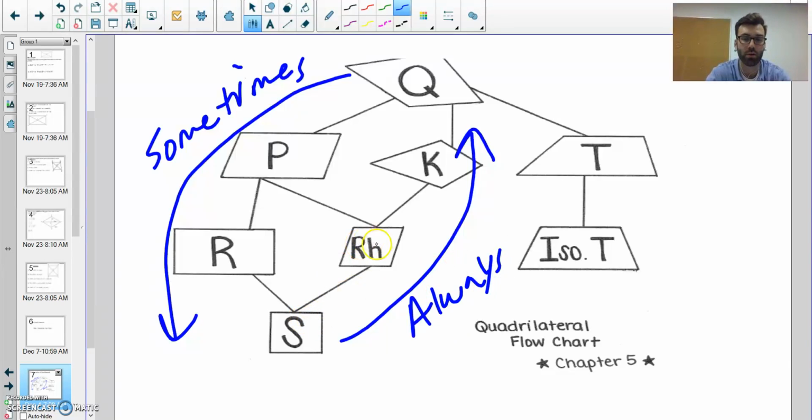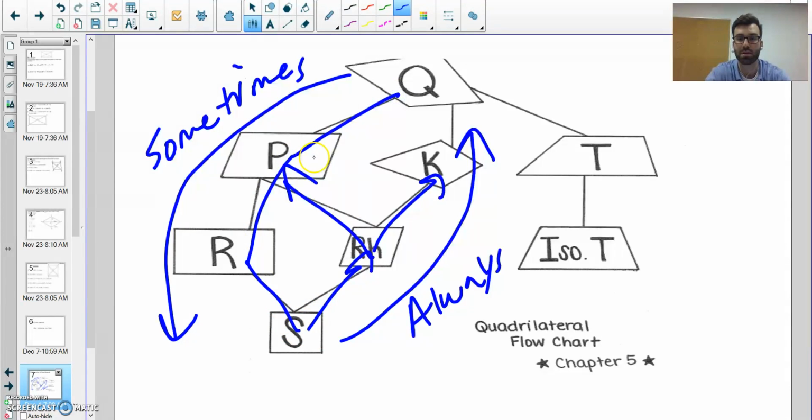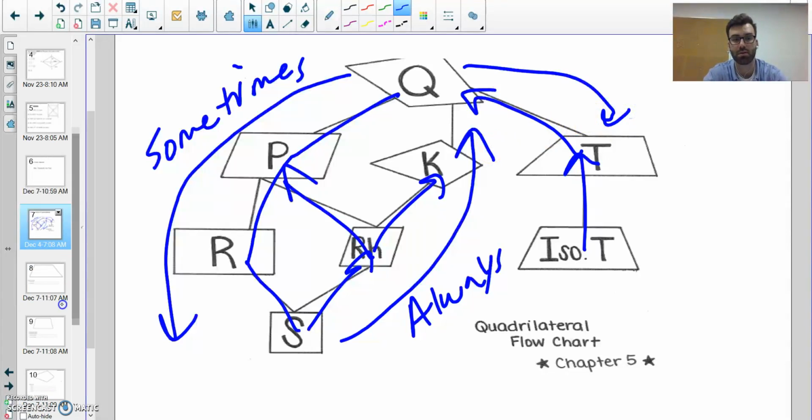A square is always a rhombus. A square is always a rectangle. A square is always a parallelogram. It's always a kite. It's always anything connected here. That's what it always is. An isosceles trapezoid is always a trapezoid. A trapezoid is always a quadrilateral. But a quadrilateral is sometimes a trapezoid. Okay? That's kind of what this chart means.